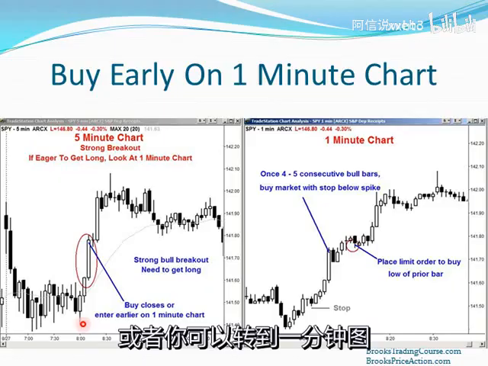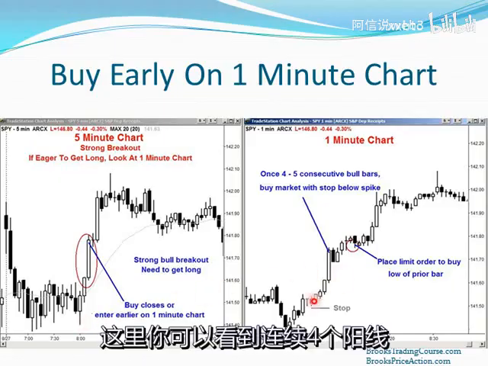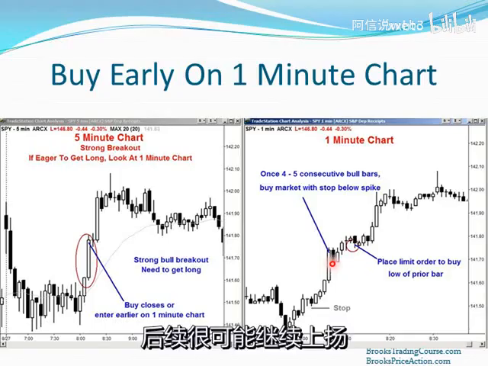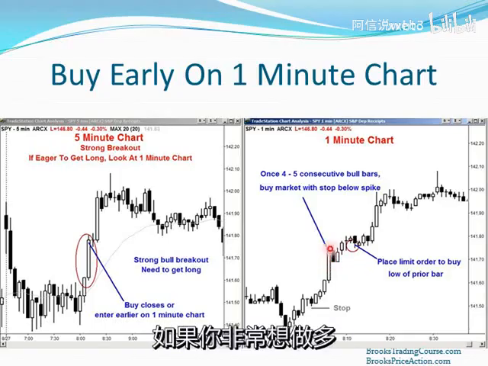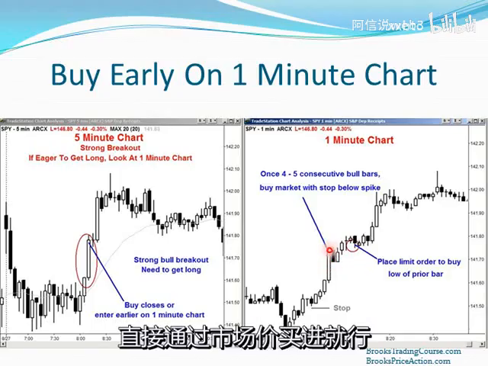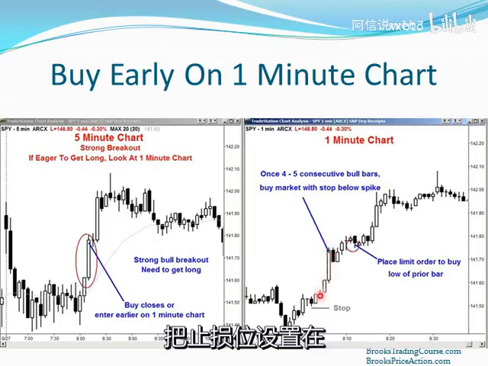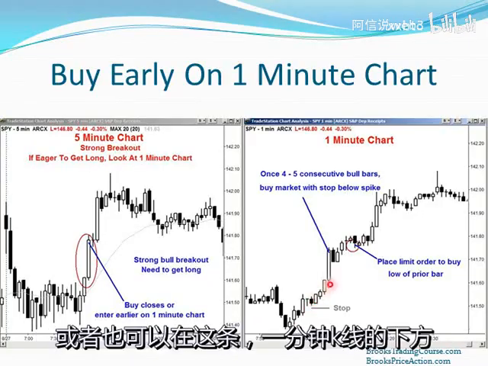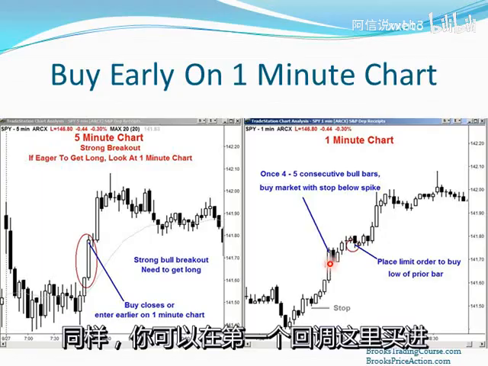Or you can look to the 1-minute chart. And at this point, you see 1, 2, 3, 4 bull bars, 4 consecutive bull bars. The context is good for a move up. You're eager to get long. Simply buy at the market on the 1-minute chart and put a stop below the bottom of the most recent bull spike. So below this bear bar, below that bull bar, maybe even simply below this 1-minute bull bar.